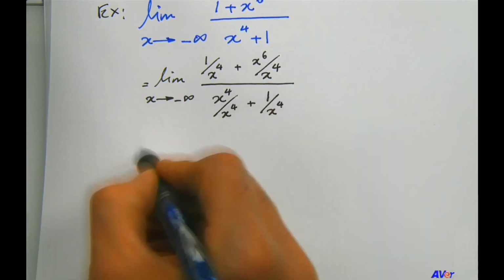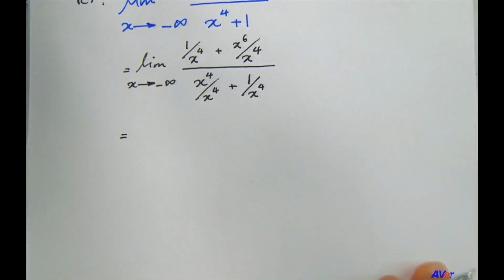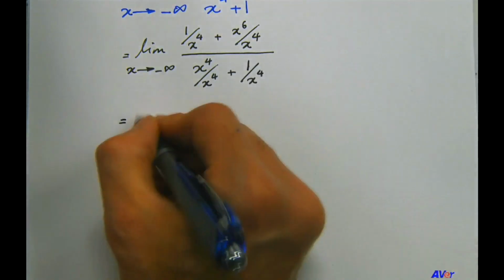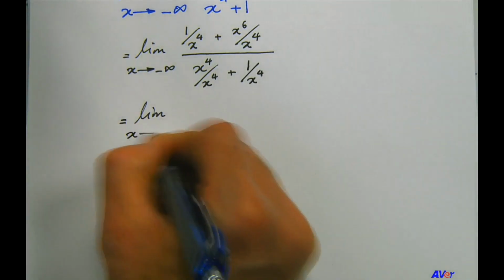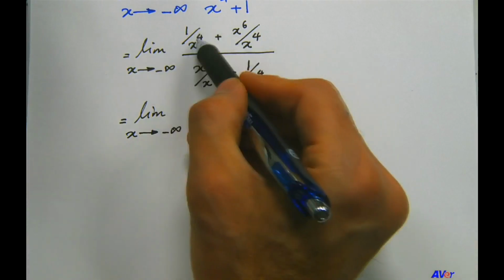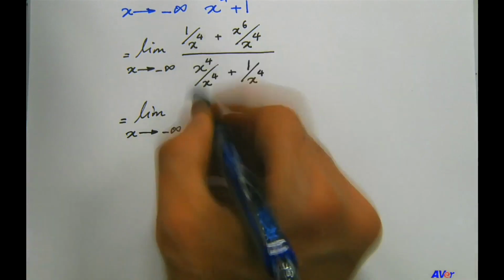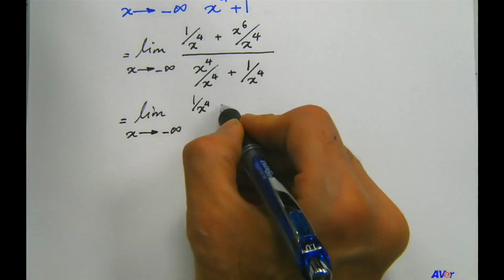So what's the next step? Do you remember? We need to simplify, right? Let's do that. So we have the limit as x approaches negative infinity. That one we can't simplify. We can't do anything with that. So let's keep it like that. How about this?